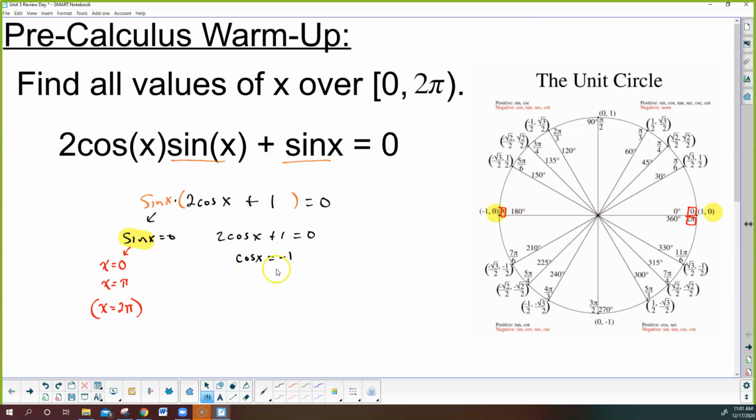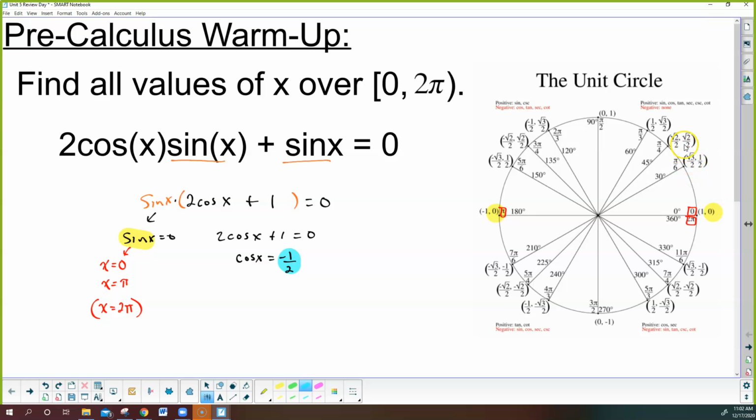And then there would be a 2 here, but I'm going to divide that. So now the question is, when is cosine equal to negative 1/2? Well, cosine is the x value, and I'm looking at negatives.